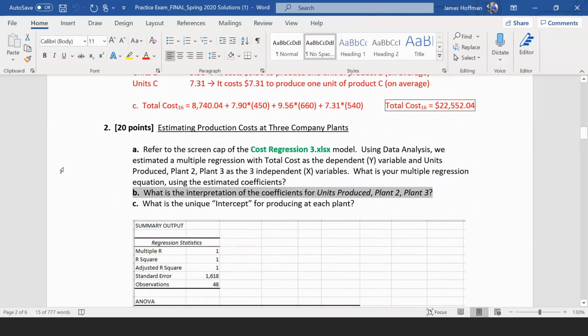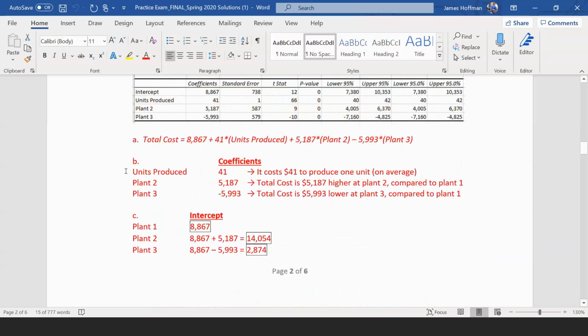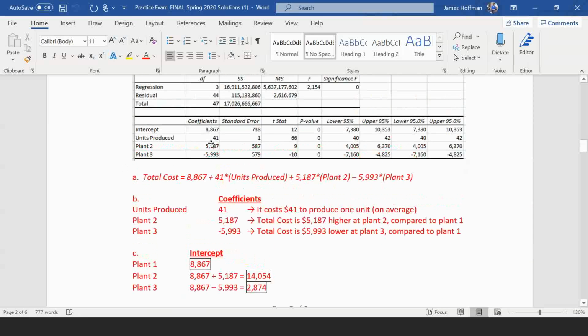All right, part B, what's the interpretation of the coefficients for units produced, plant 2 and plant 3? Okay, so the first one is the same type of interpretation, but the plant 2 and plant 3, those are binary variables, meaning they're just 1 or 0. So explain the case when those are 1. All right, so there's your coefficients: units produced 41, plant 2, 5,187, and plant 3, which is negative 5,993. So let's explain those.